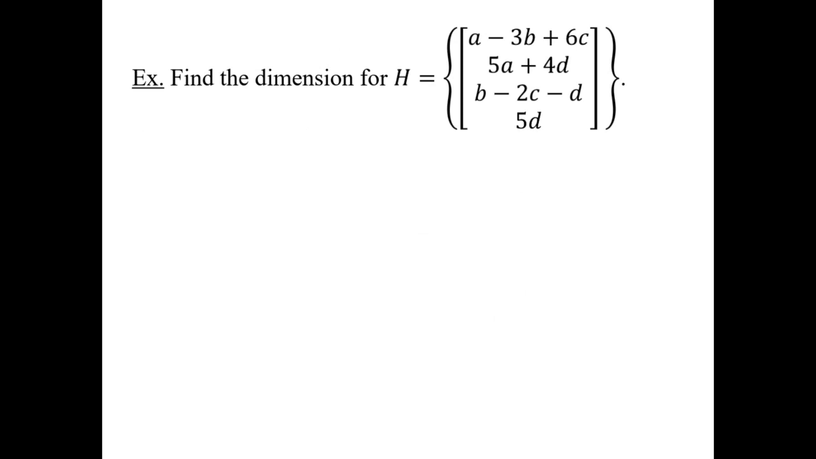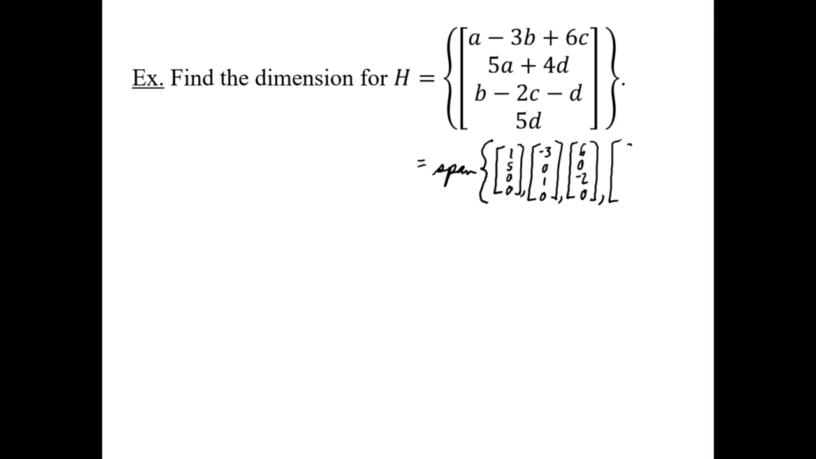I want to point out that this is the same as the span of these vectors. The first vector would be the coefficients for A, so that'd be 1, 5, 0, 0. The second vector would be the coefficients for B, so that'd be negative 3, 0, 1, 0. The third one would be the coefficients for C, so that would be 6, 0, negative 2, 0. And the last one would be the coefficients for D, so that would be 0, 4, negative 1, 5.